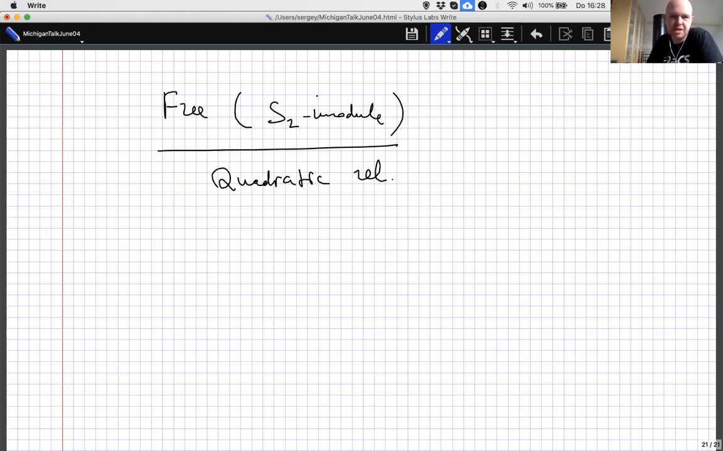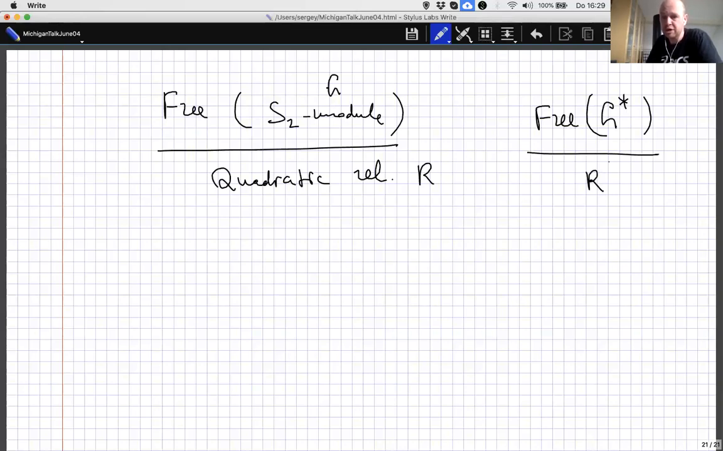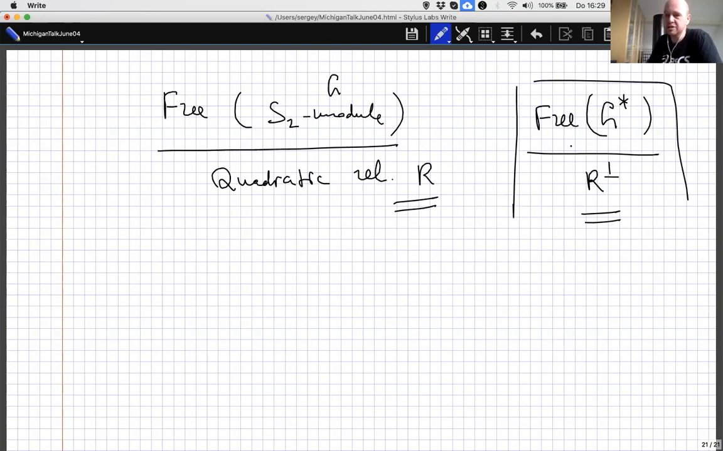Let's say it would be quadratic relations R, and an S2 module, G, for instance. Right. So then the point is the following. I can take G star and try to generate a free operad with this dual S2 module. And then I can try to quotient it modulo the orthogonal annulator of the quadratic relations I had before, right? And what I would get here is called the quadratic dual.